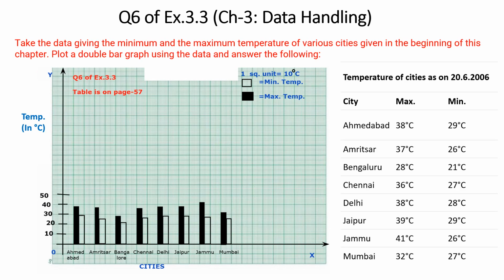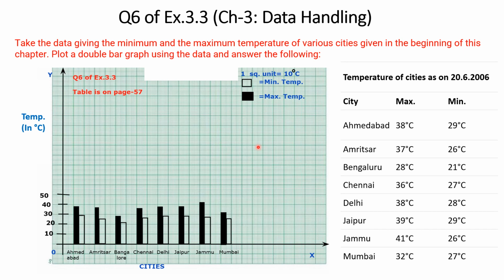Let's not get ourselves distracted. Question number 6 of exercise 3.3. This is the last question of the exercise. A little tricky, but you will be able to do it. It says that take the data giving the minimum and maximum temperature of various cities given in the beginning of the chapter, and it is given on page 57 of the book. If you want to see the table in the book, then it is given on page 57.